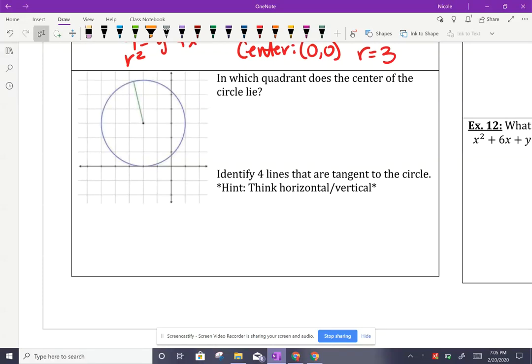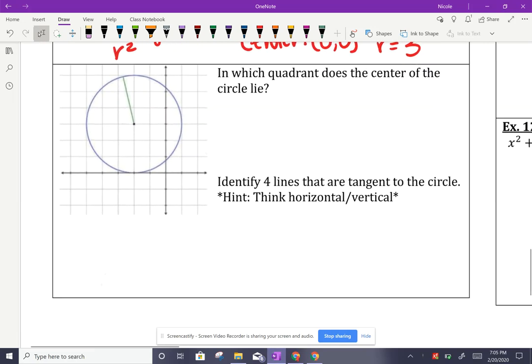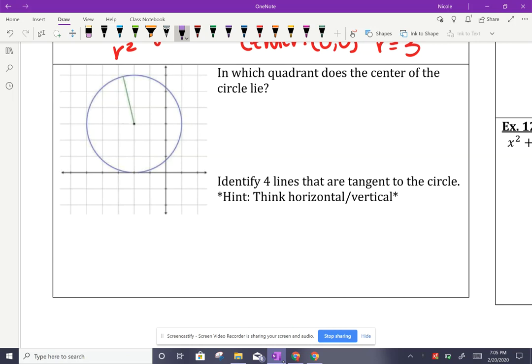All right. So now we're going to look at a circle a little differently. So I have a circle graphed here for you. And it has a point for the center. And that point is occurring at (-2, 3).